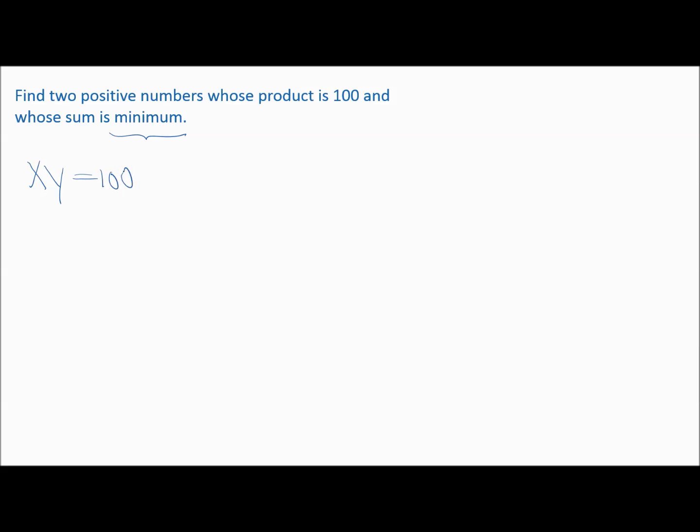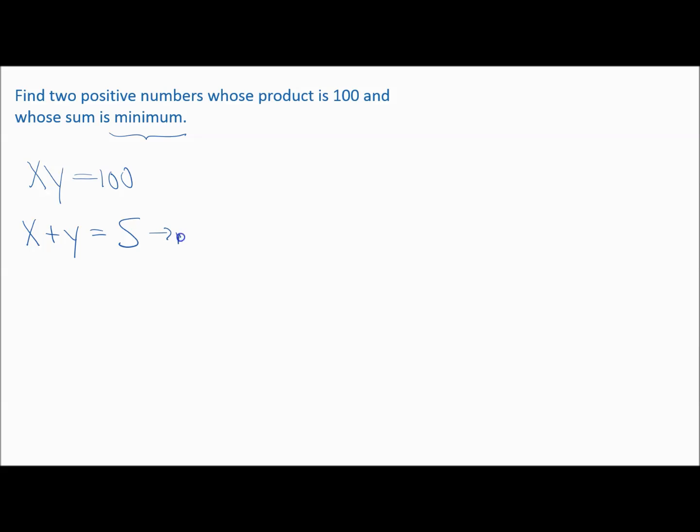And again, I call that my constraint. Your current book calls that your secondary equation. Well, what's the primary equation? The main equation, the one you want to maximize or minimize, and that's a sum. You know how to find a sum, you add. So x plus y equals, and I'm just going to call it S for sum, or you call it M for minimum, whatever makes you feel better. So that's my two equations.